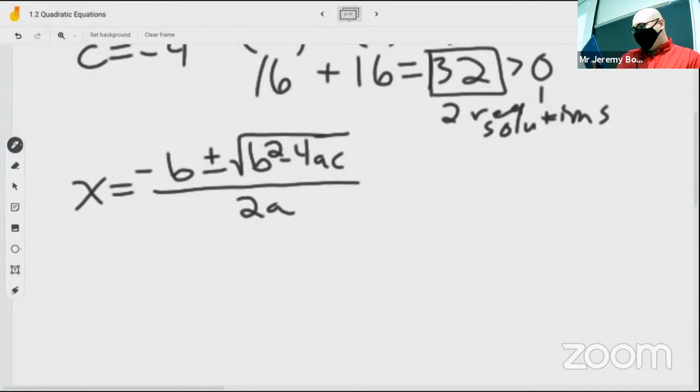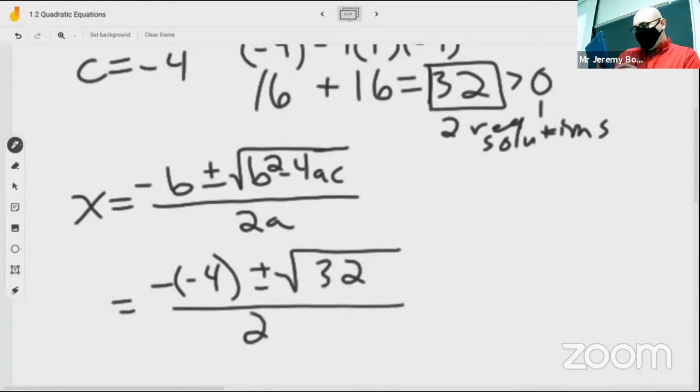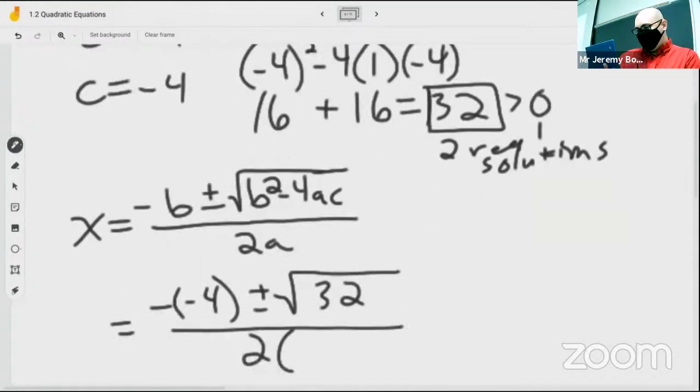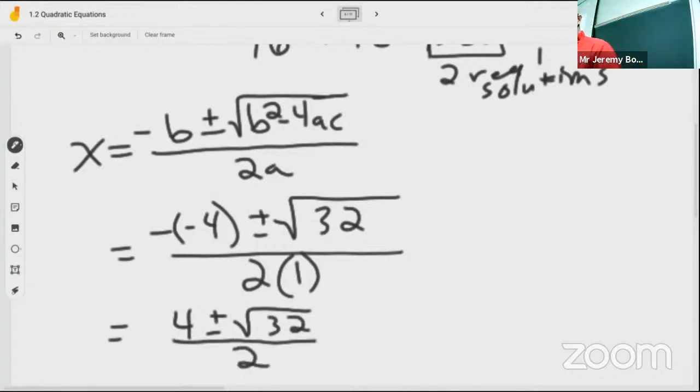So if we plug in our values, we're going to have what? Negative 4, so negative negative 4, plus or minus the square root of, we already know it, it's 32, over 2 times 1. We don't really write a plus. It's going to be a positive 4, right? Plus or minus the square root of 32 over 2. Now, any questions on getting there?